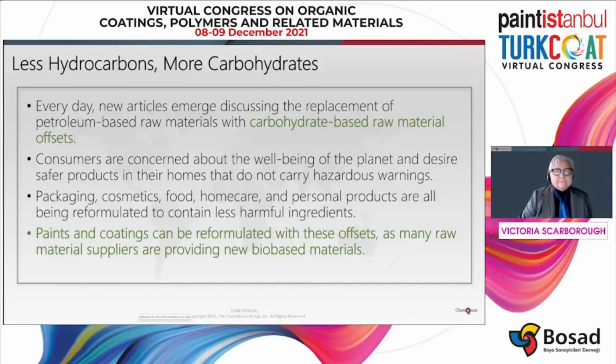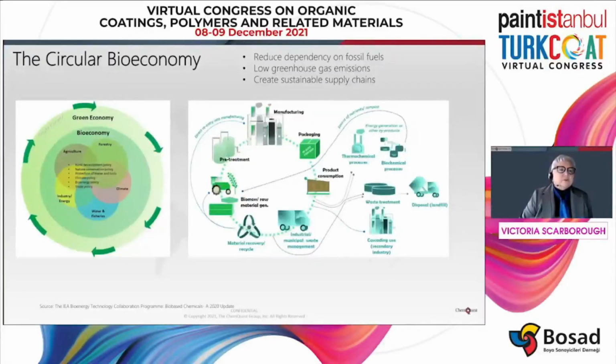The circular bioeconomy is pictured here on the left. What you're talking about is the intersection of agriculture, forestry, climate, water, and the energy industry all coming together to create what is known as the circular bioeconomy. This economy is really about trying to reduce our dependency on fossil fuels, lower our greenhouse gas emissions, and create a sustainable supply chain. On the right, you'll see the supply chain is built around recycling materials: taking raw materials from the field, creating a new raw material, creating a product. Once that product is used and disposed of, it could be put into a landfill or it can be recycled and upcycled back into the system.